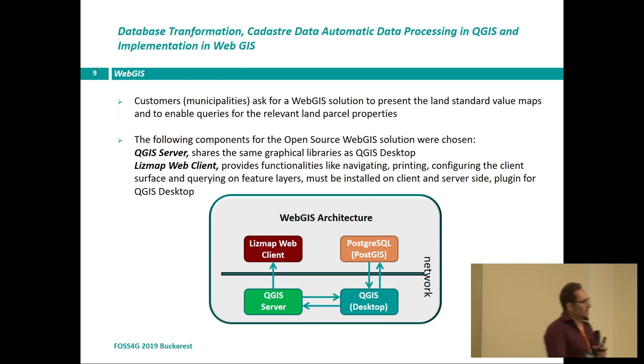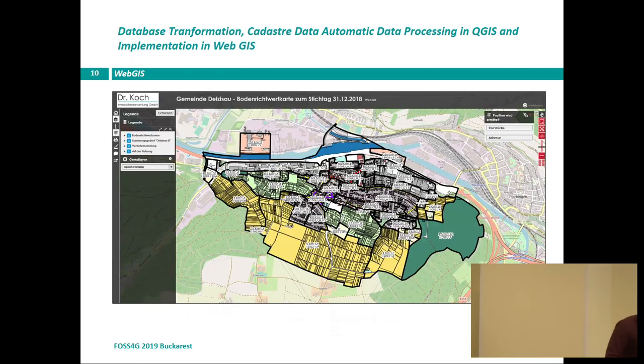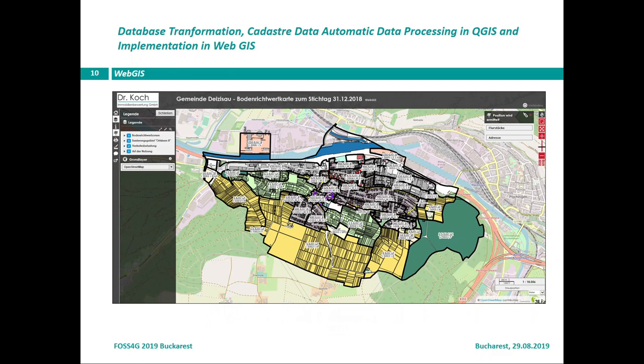As you can see in the WebGIS architecture, we start from the PostgreSQL connection, connecting to QGIS and QGIS Server, and one really great client, the LizMap web client, has functionality like navigating, printing, configuring the client interface and querying on the feature layer, and so many other functionalities. I will show you one sample. So this is the final result, as you can see, which has the company logo, the title, and I will show it live.